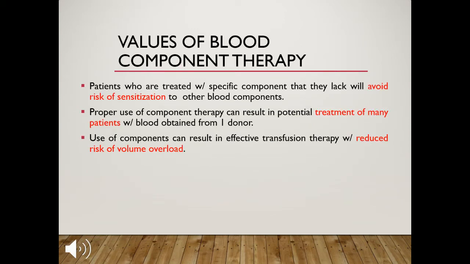What are the values of blood component therapy? Patients who are treated with the specific component that they lack will avoid risk of sensitization to other blood components. So, for example, the patient has severe thrombocytopenia with bleeding, but hemoglobin is at an acceptable level. The prothrombin time and APTT are also normal. White blood cells are normal. Hence, the patient needs platelets.